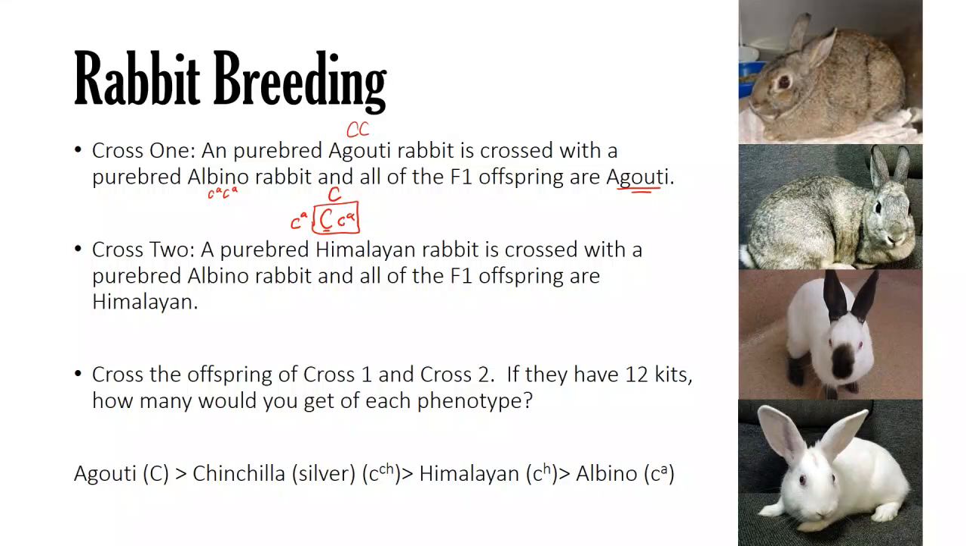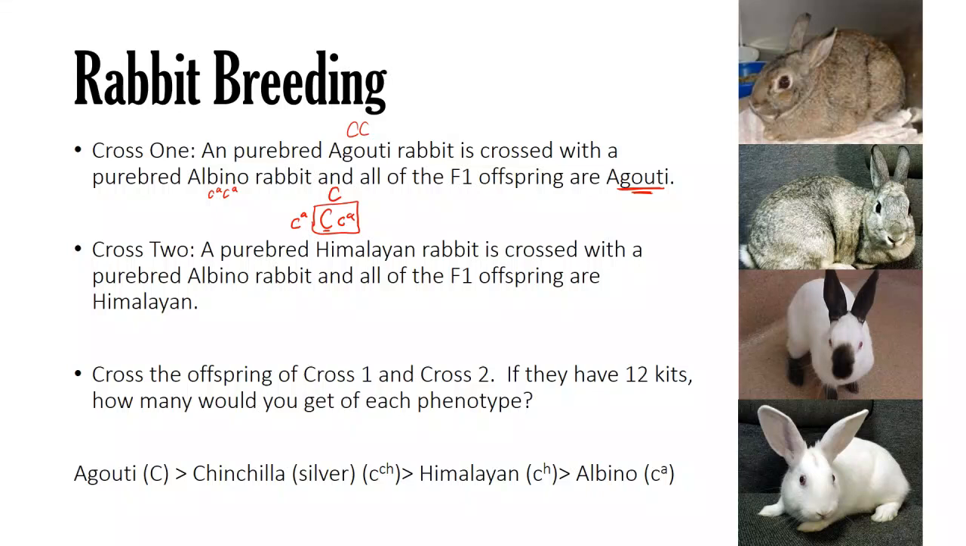So what's the dominant allele? It would be agouti. What's the genotype of the kits? So there's a siren happening. The genotype of the kits would be big C, little c^a. And what's the phenotype? They are all going to be agouti.